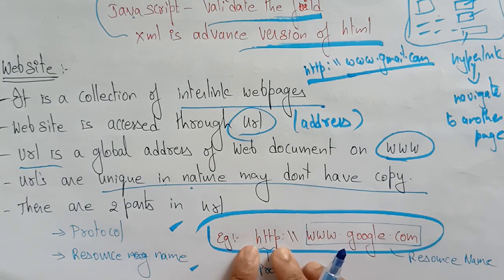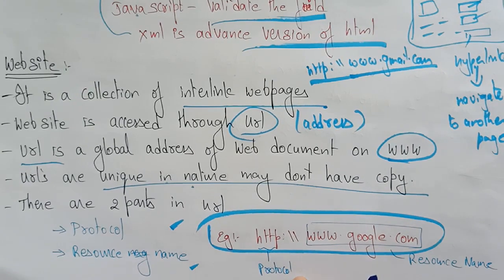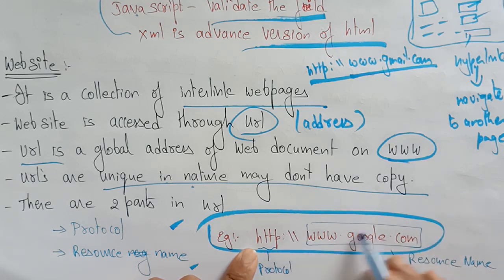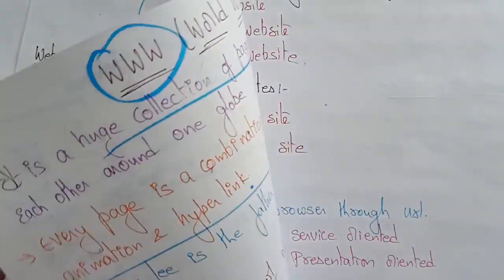http://www.google.com. So, I already explained HTTP. It's a protocol, a basic service provided by the internet to enter into that, navigate to that server. So HTTP is a protocol, hypertext transfer protocol, and www.google.com is a resource name. This protocol is the same and the resource name is whatever website page address that you can give here.